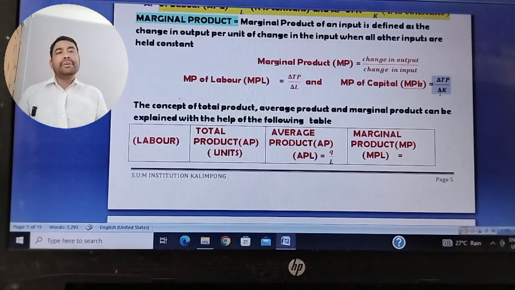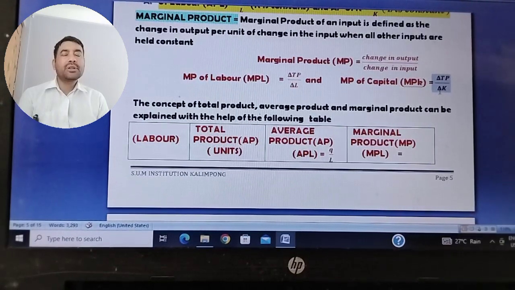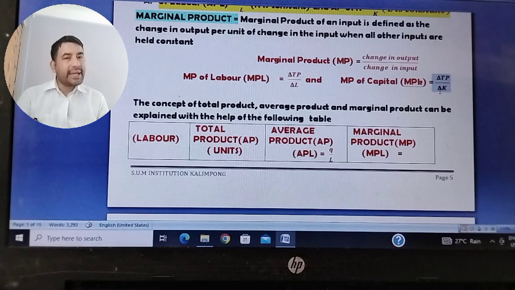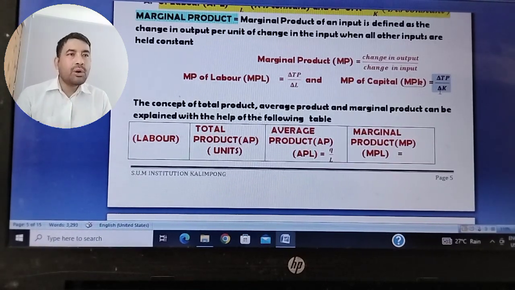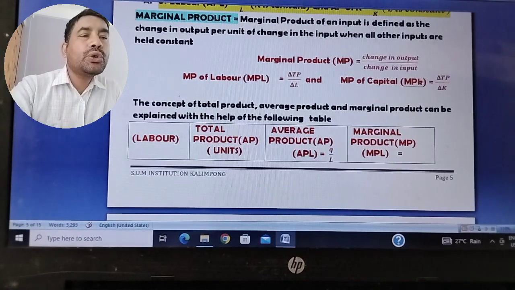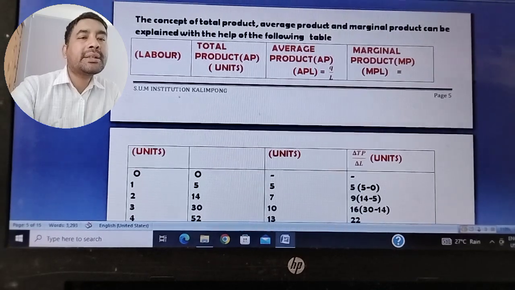Now we need to establish the relation between total product, average product, and marginal product with the help of a table. Later on, we'll explain with the help of a diagram. Now we are explaining with the help of a table, or a schedule. So in order to do this, we have drawn a diagram like this.